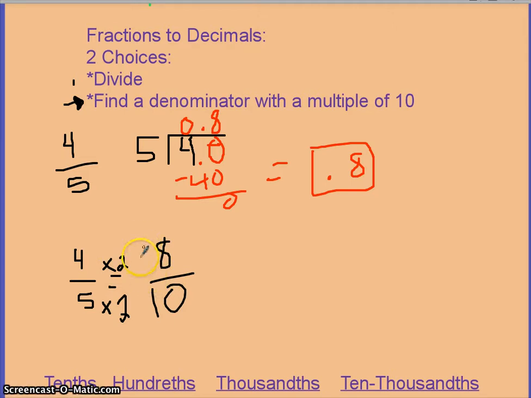And if we have 8/10, that goes in this place value, so we just put our decimal and put the 8 in the tenths place value. So this is equal to 0.8. The exact same answer, two different ways to work it.